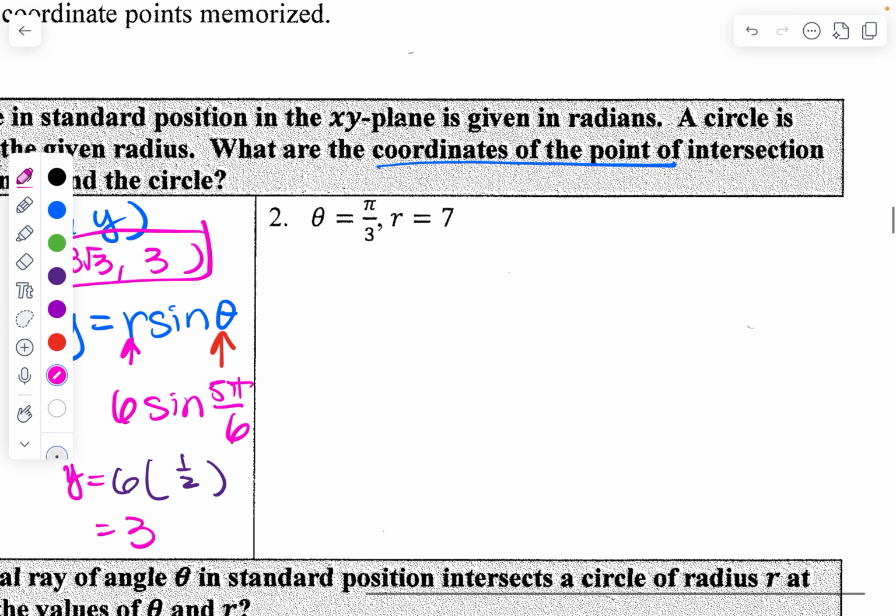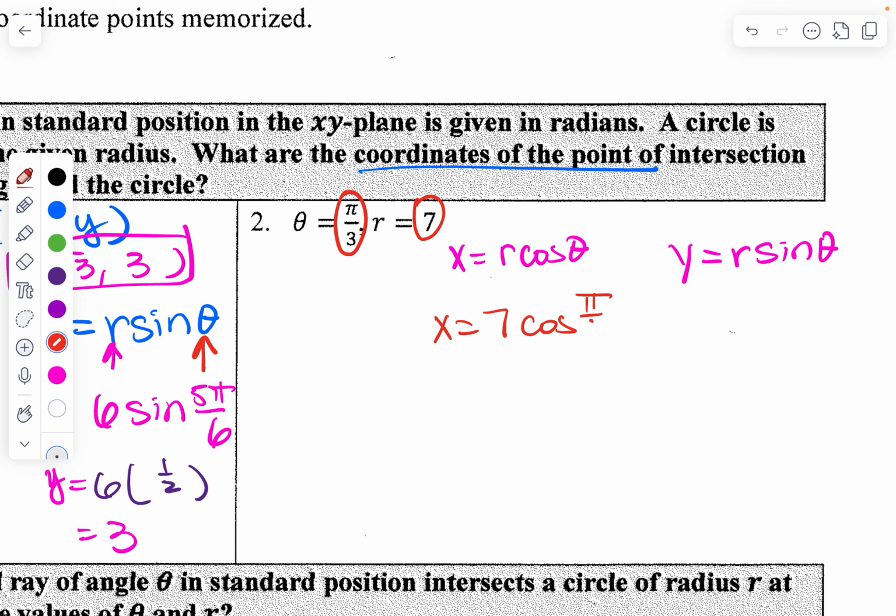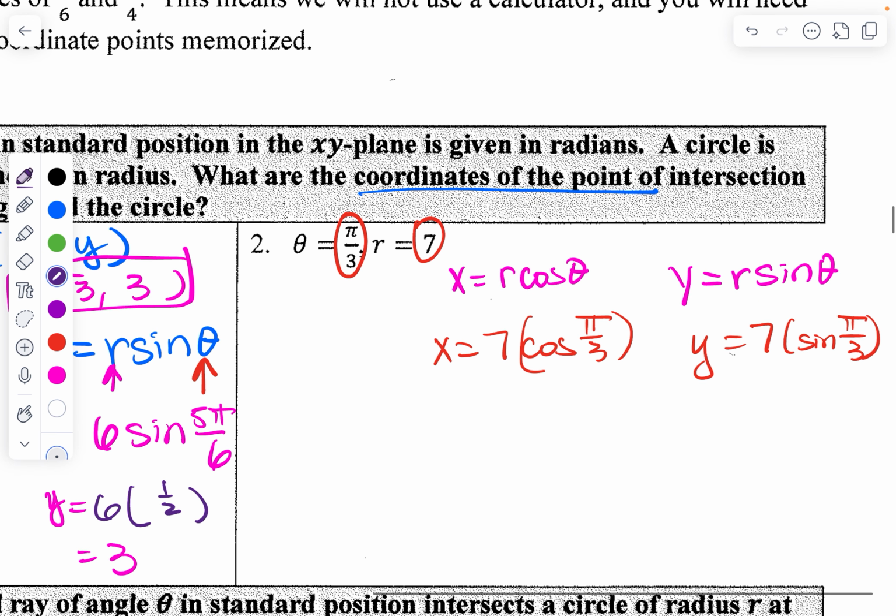So my coordinate, x comma y, is negative 3 root 3, comma 3. Let's look at the next one. So to find x comma y, we say x is r cosine theta, y is r sine theta. In this case, theta is pi over 3, the r is 7. So we say x equals 7 times the cosine of pi over 3, and y is 7 times sine of pi over 3.